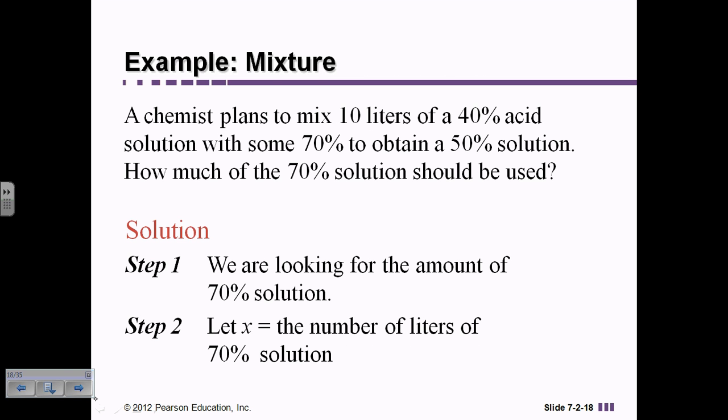So here we have an example of a mixture problem. A chemist plans to mix 10 liters of 40% acid with 70% mixture, but he wants a 50% solution. So we need to know how much 70% solution I have to add in order to bring my mixture up to a 50% solution of acid. Okay? So the first question we're saying is, how much 70% solution do I need to add? So X is going to represent how much of the 70% solution there is.